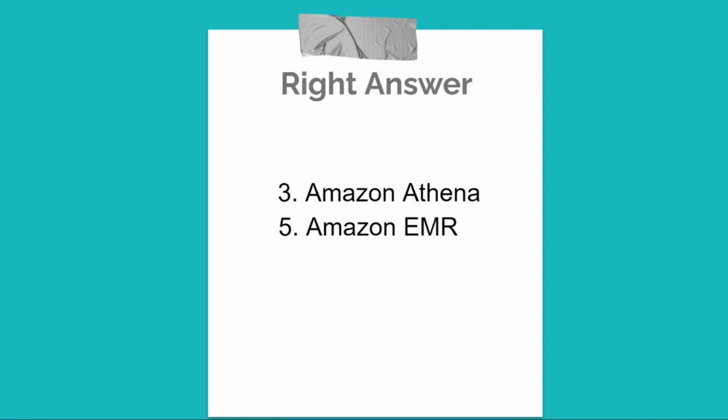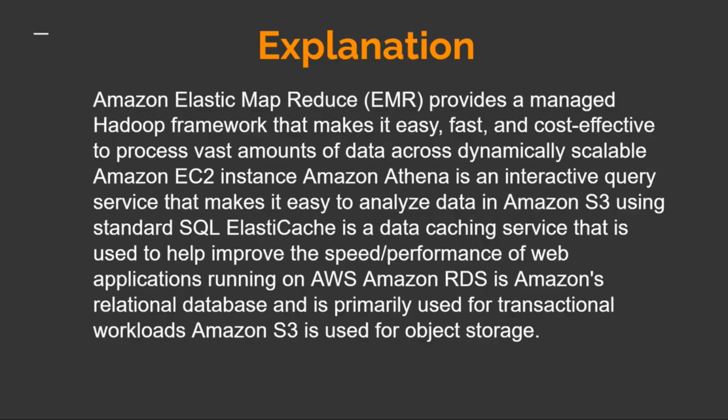5. Amazon EMR. Explanation. Amazon Elastic MapReduce (EMR) provides a managed Hadoop framework that makes it easy, fast, and cost-effective to process vast amounts of data across dynamically scalable Amazon EC2 instances. Amazon Athena is an interactive query service that makes it easy to analyze data in Amazon S3 using standard SQL.